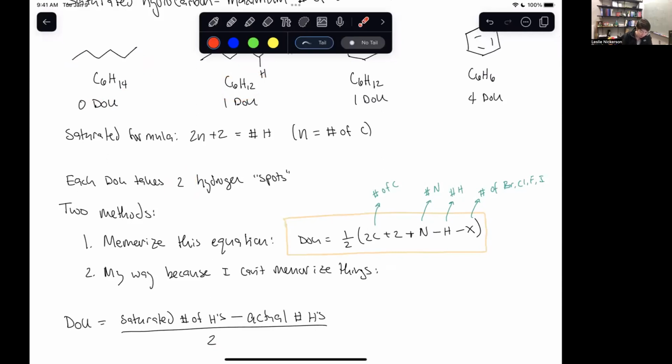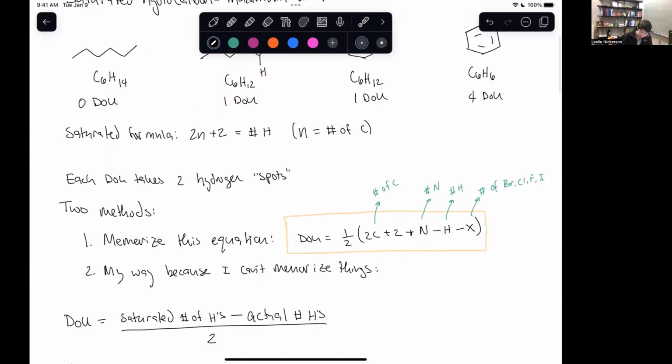Okay? So if I'm looking at C6H12 here, actually, let's go ahead and do the C6H6. So for example, if we're doing C6H6, I would first calculate how many hydrogens I would have in the saturated case. So I would have 2 times 6 plus 2 for my saturated case, which is 14. Subtract the actual that I have, which is 6, and divide all that by 2. So 14 minus 6 is 8, divided by 2 is 4. Okay, so that's 4 degrees of unsaturation.